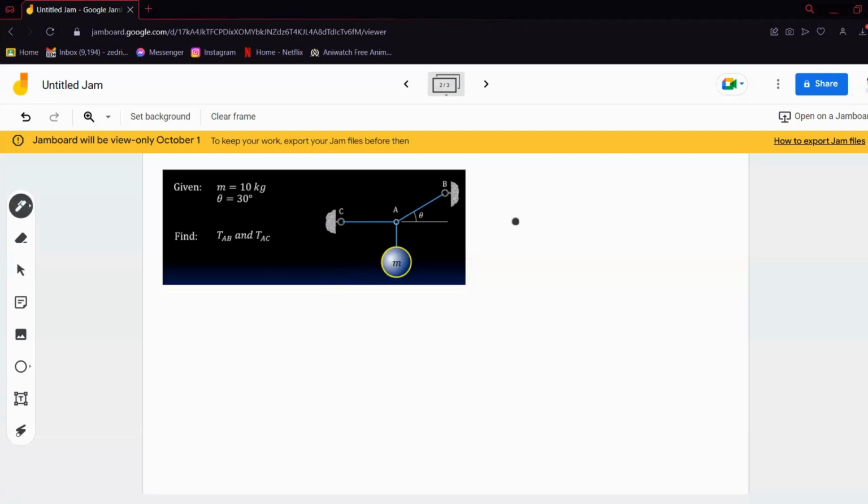First we need to analyze the diagram, and to make it easier for us to determine and analyze, we have to make a free body diagram. So I'm just going to do the same.